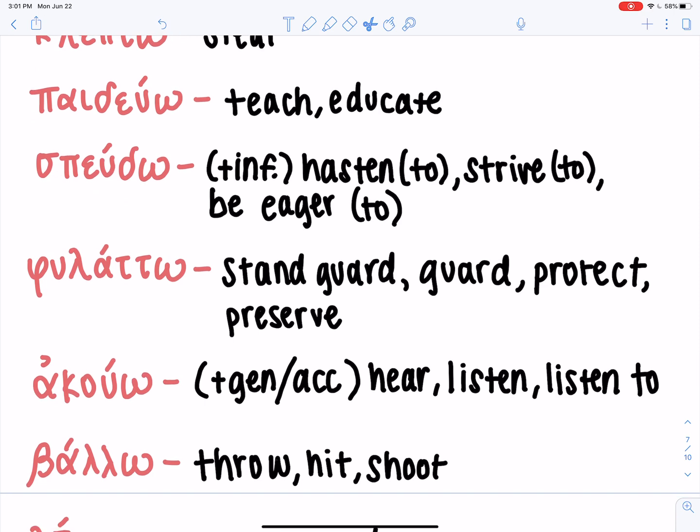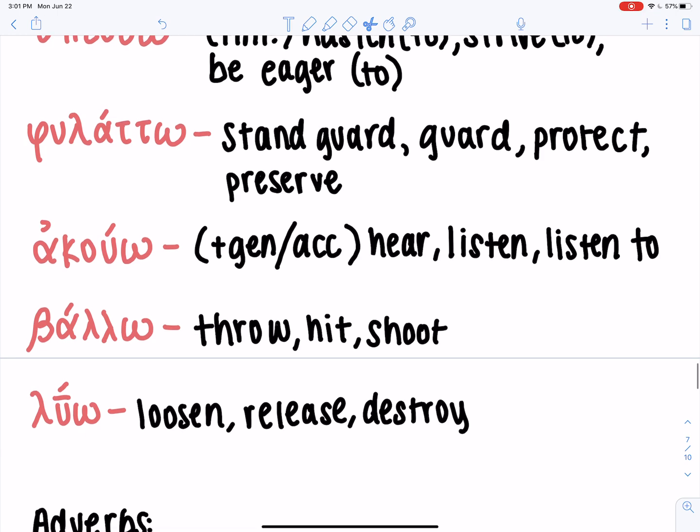Okay, our next word is fulato, which means to stand guard, protect, or preserve, and that's actually the word we're going to be using in the teaser in just a little bit. Okay, our next word is akuo, which takes a genitive or accusative and means to hear, listen, or listen to. And don't really worry too much about the genitive versus accusative thing for now, like when to use which one. You'll start out by seeing the akuo in a sentence, and the form of the noun following it will either be in genitive or accusative.